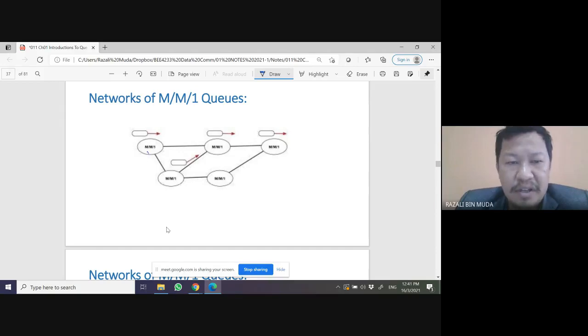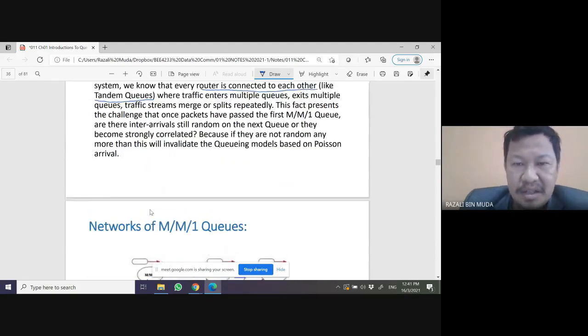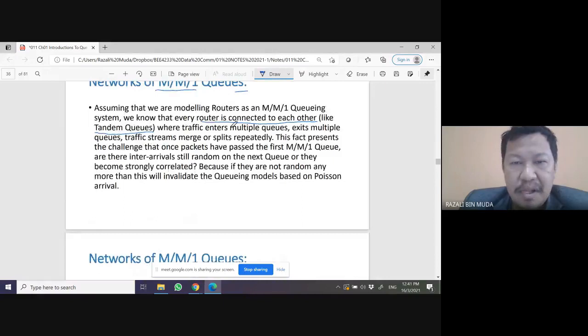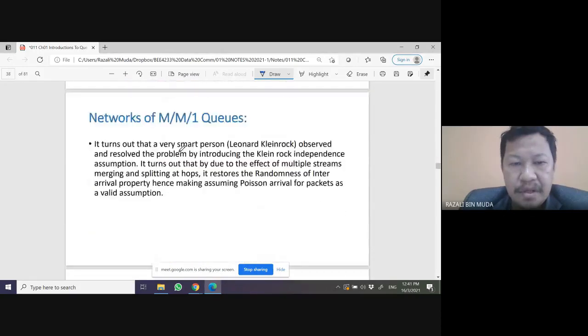We have here these queues going here, and this one going here. You need to describe a little bit more on this figure. What are these? This router, multiple M/M/1 routers.